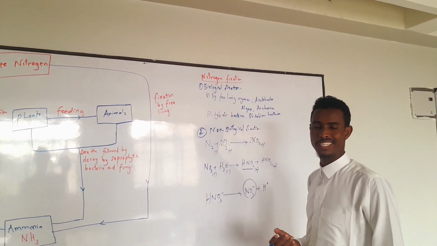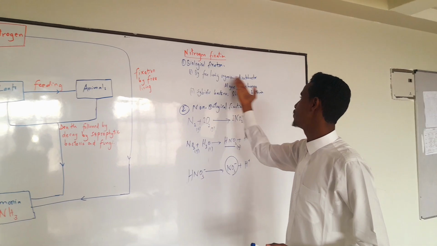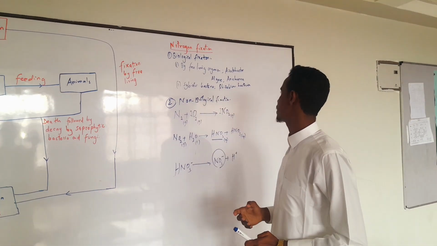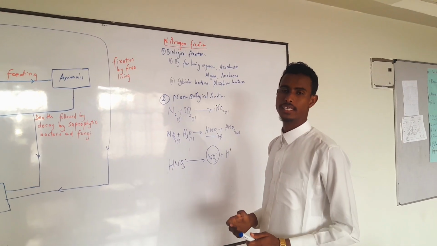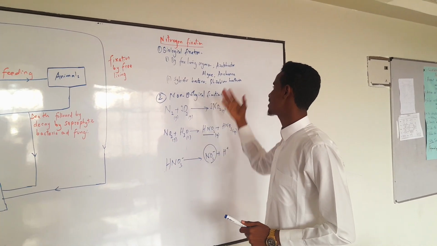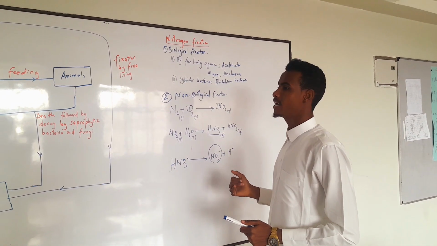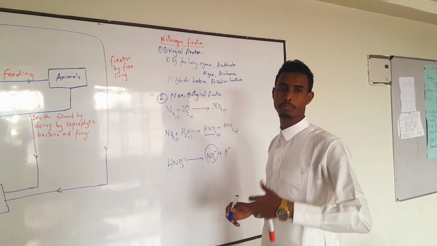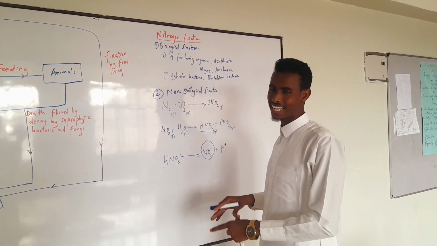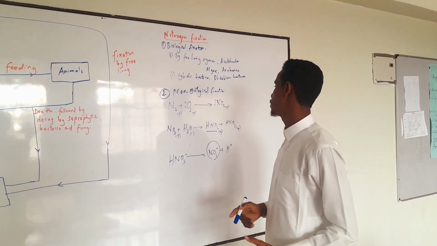In biological fixation, it is done by 2, that is by free living and by the symbiotic bacteria. Essentially, the free living and the symbiotic bacteria convert the nitrogen into ammonia, then from ammonia it is converted by the nitrifying bacteria into nitrites and finally nitrates that can be absorbed by the plant.